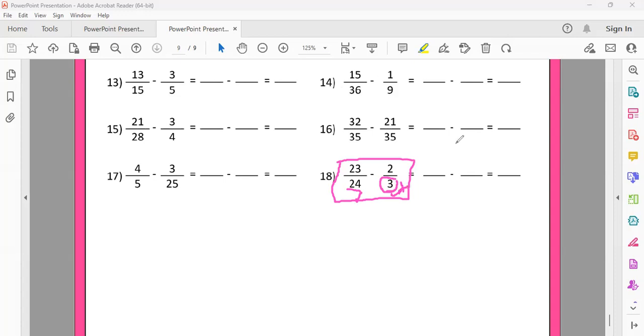3 times 8. So 2 will also times 8. 3 times 8 is 24. So here you copy back 23 over 24 minus 2 times 8 is 16 over 24. Then don't go and minus 24 minus 24. That doesn't change. This is still 24. You just take 23 minus 16, and that's 7. That's your answer. Do you see that?